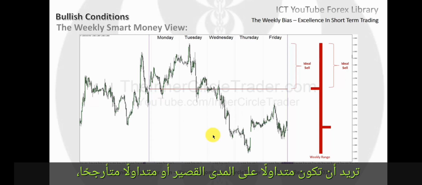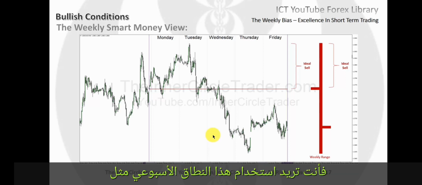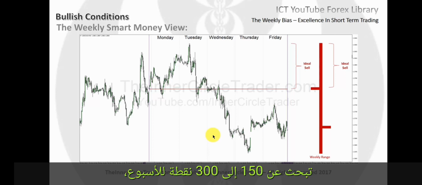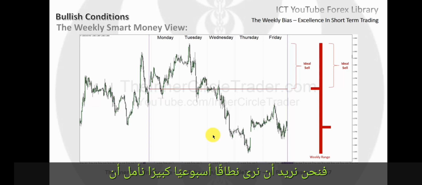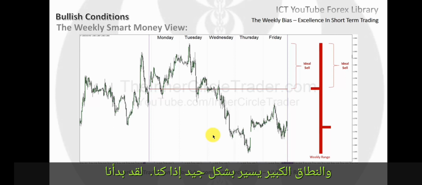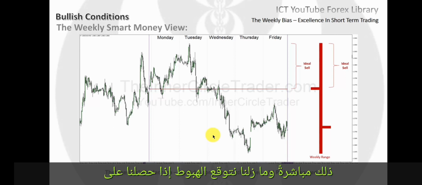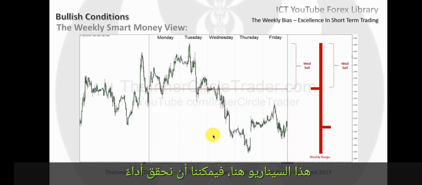So if you're going to be a short-term or swing trader, and you want to use the weekly range like this, if we expand 100 pips, we're looking for 150 to 300 pips for the week. You're not always going to get 300 pips. But preferably, if we're bearish in this case, we want to see hopefully a big weekly range. Remember that small range, big range phenomenon? Well, if we're starting to see small weekly ranges right ahead of this and we're still bearish, if we get this scenario here, we can do very, very well.